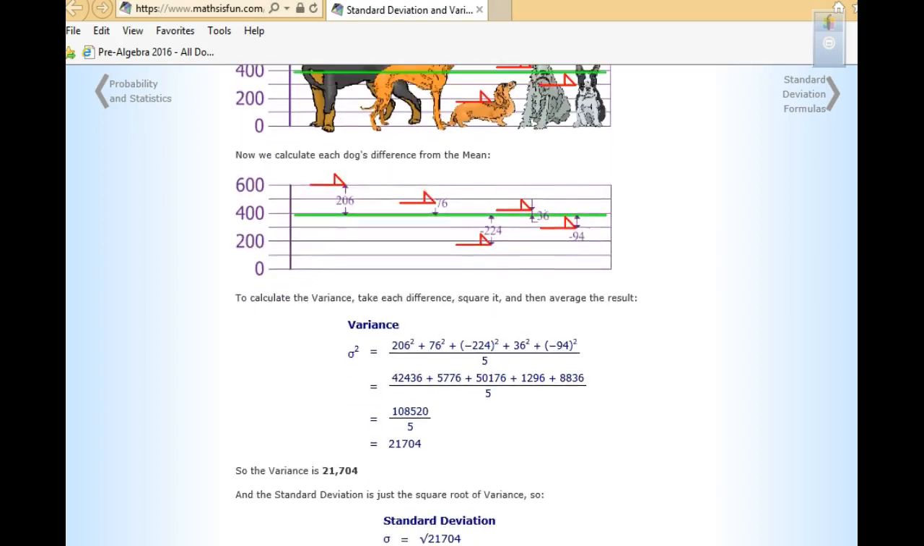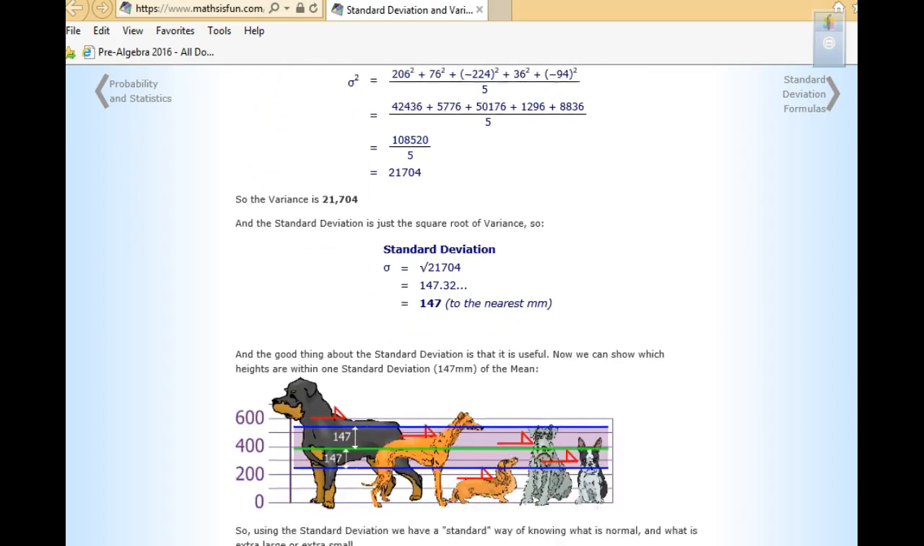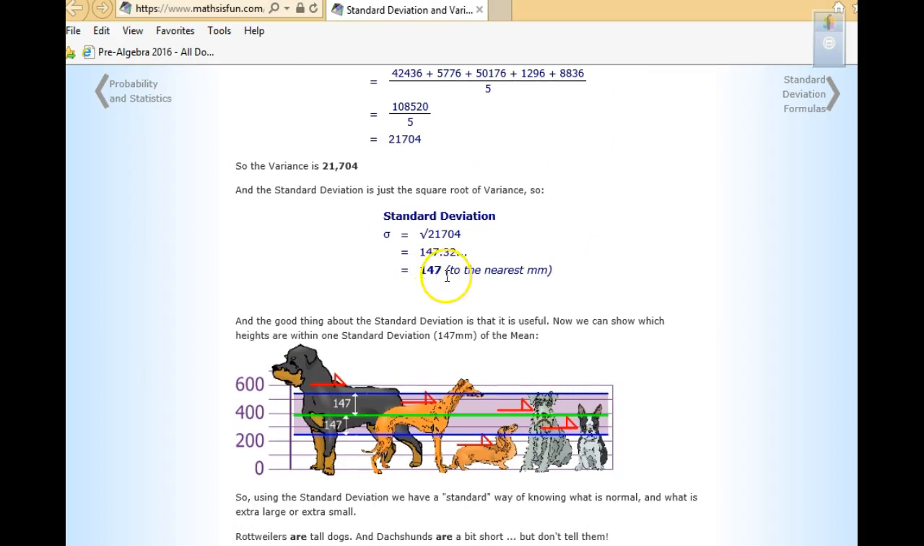The reason we are going to square those numbers is because when we look at finding the average, that variance is usually going to be a positive number. So we get this: the variance is 21,704. The standard deviation is when we take the square root of that, which is 147.